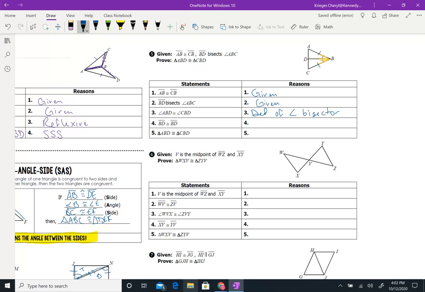And then, of course, we have our side here that's shared. BD is congruent to BD. That is reflexive. And we have two sides and an angle between them of two triangles. Therefore, the triangles have to be congruent. So we proved it using side angle side.